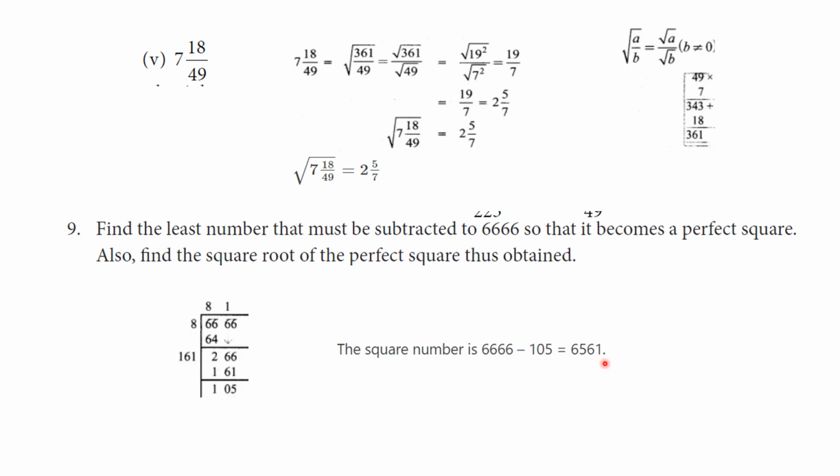So find the square root of the perfect square. What is the 6561 perfect square number? What number? 81 only. So the square root of 6561 is equal to 81.